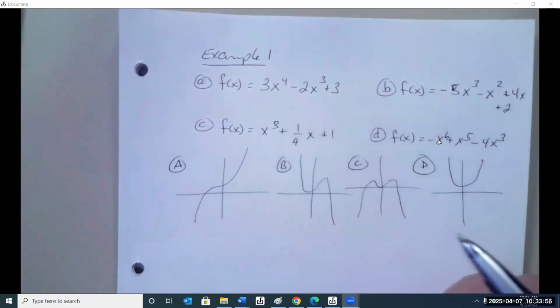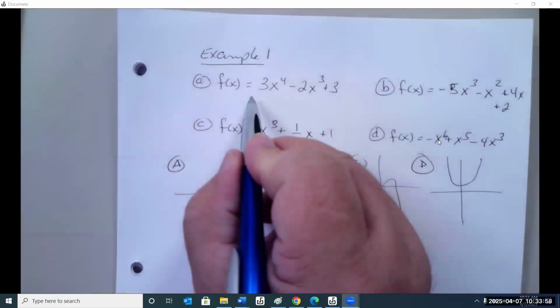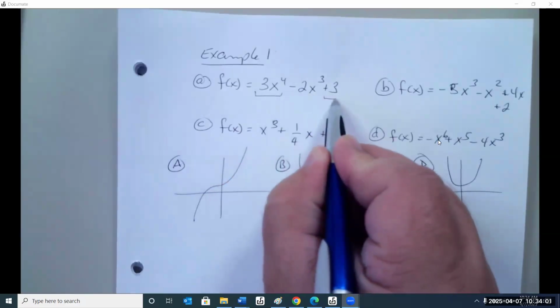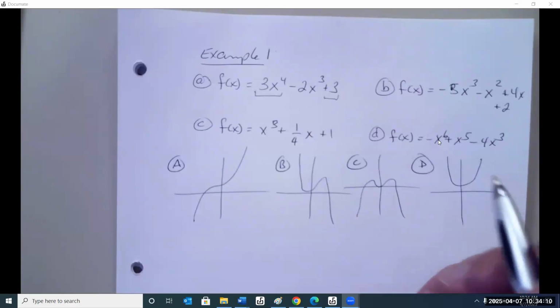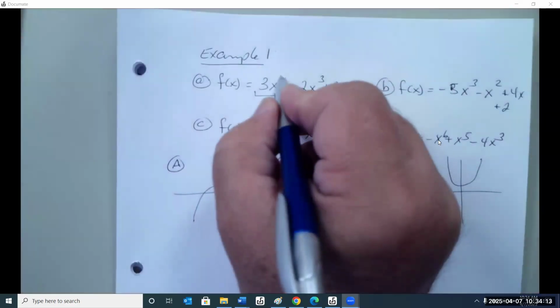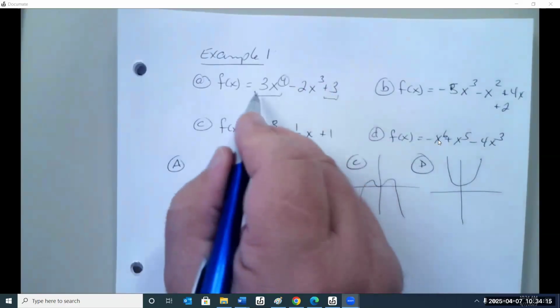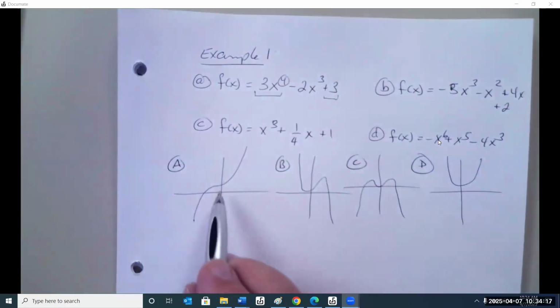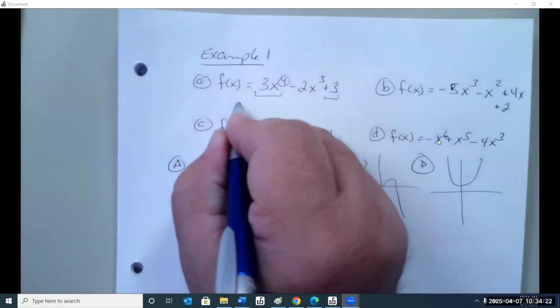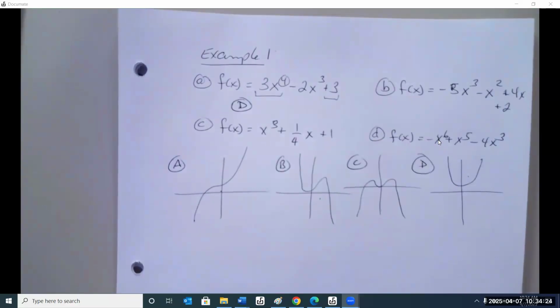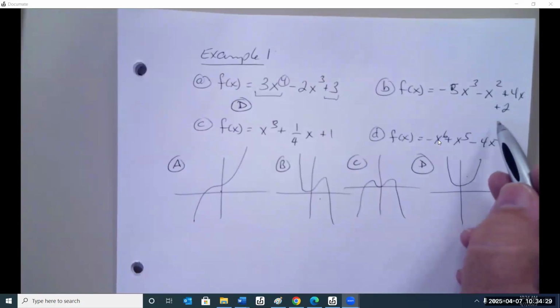So this first one, what do we know about it? We only look at the leading term and the constant. It's x to the 4th. Yeah, x to the 4th is even. And it goes up or down? Up. So it can't be that, can't be that, can't be that, so it has to be this one. B.